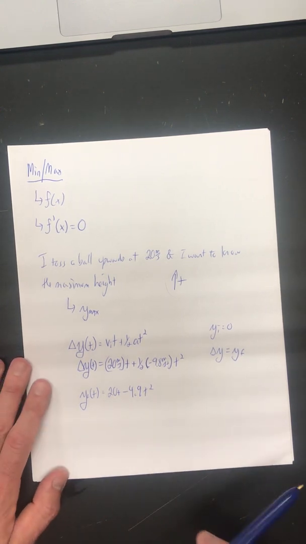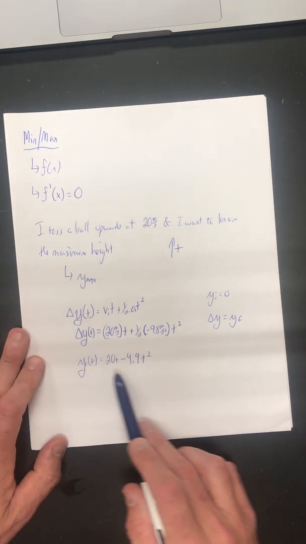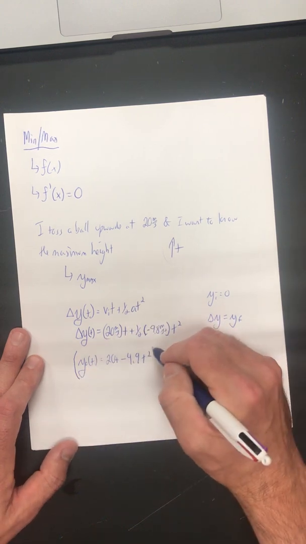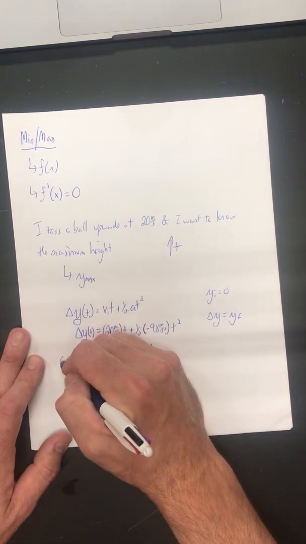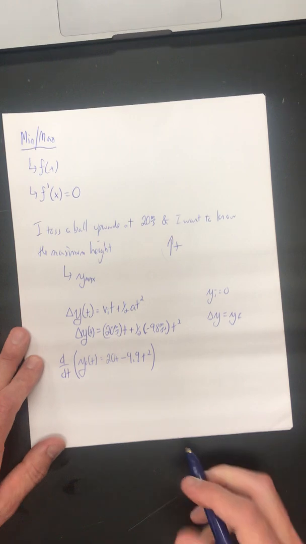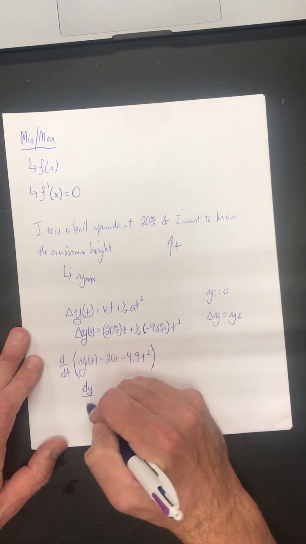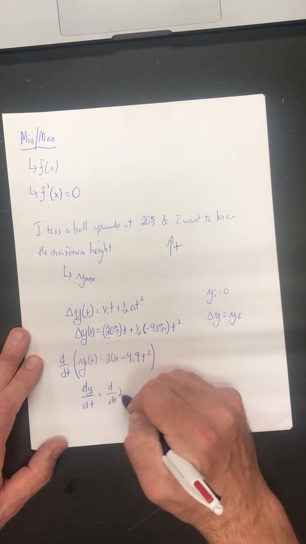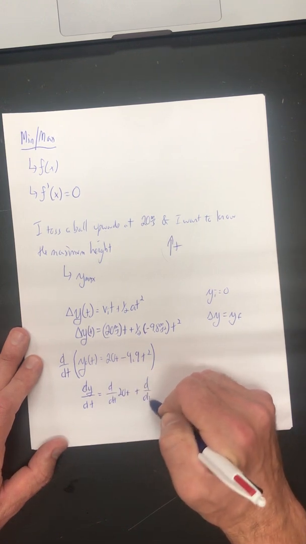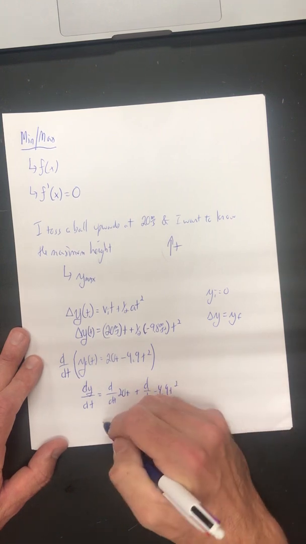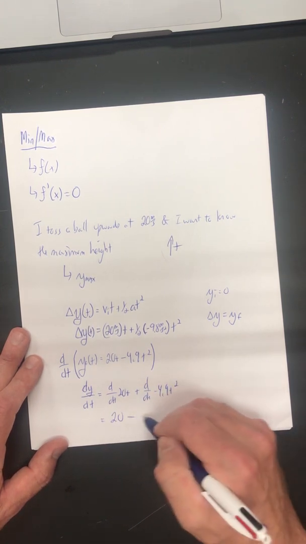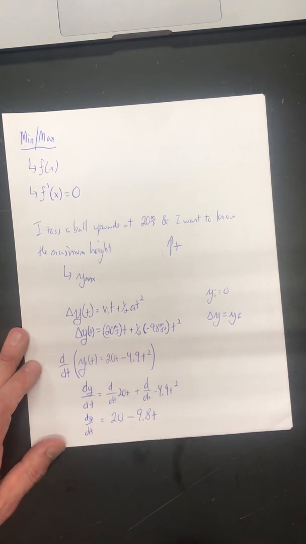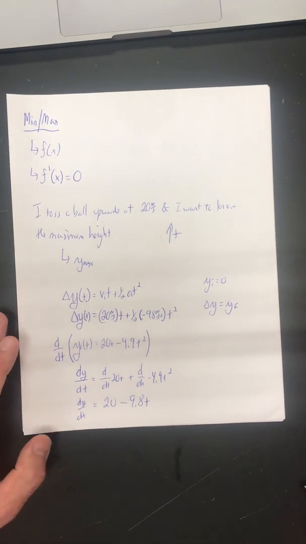Well, what I can take here is the derivative of y with respect to time. What would that do? Well, that says, how does the y position change as a function of time? So dy/dt is equal to d/dt of 20t plus d/dt of negative 4.9 t squared. And so that's just 20 minus 9.8t, dy/dt. So that's how y changes as a function of time. But what can I do with that?